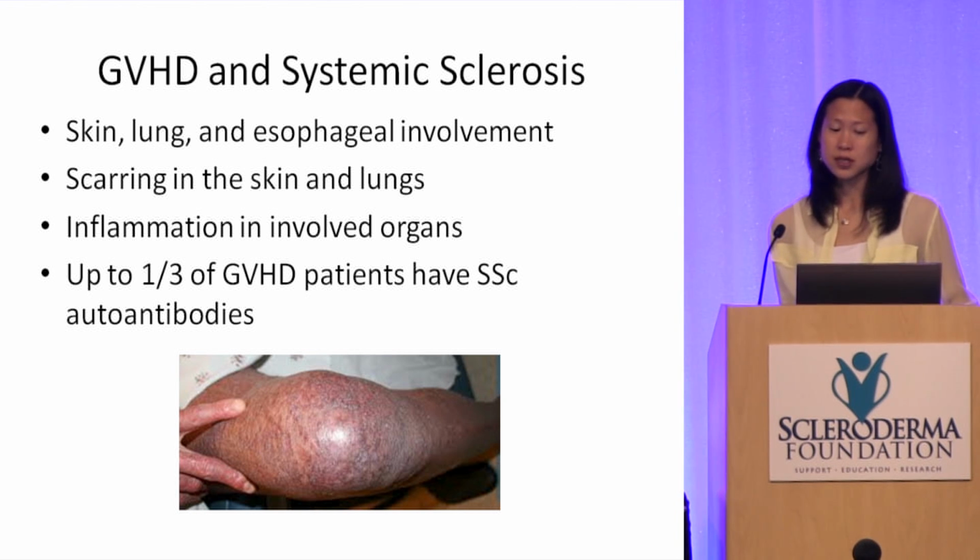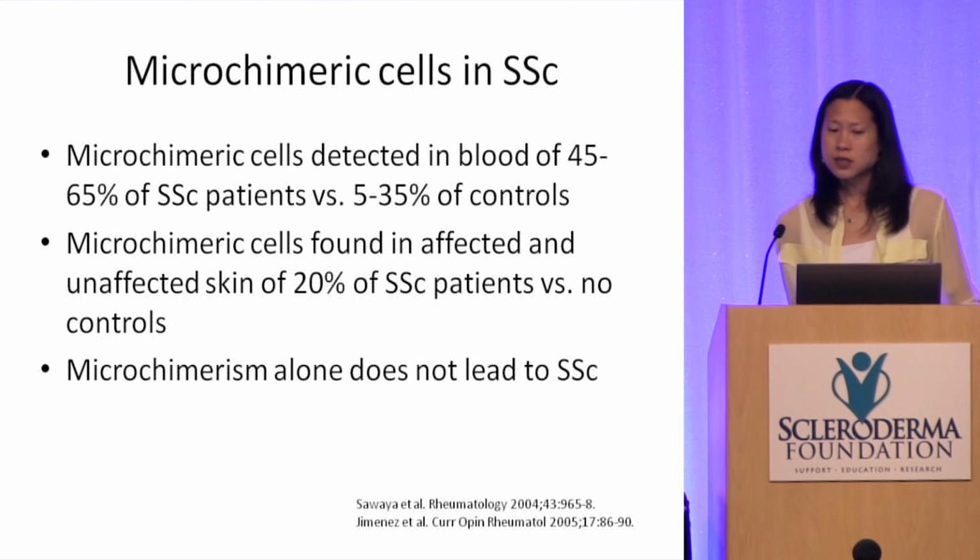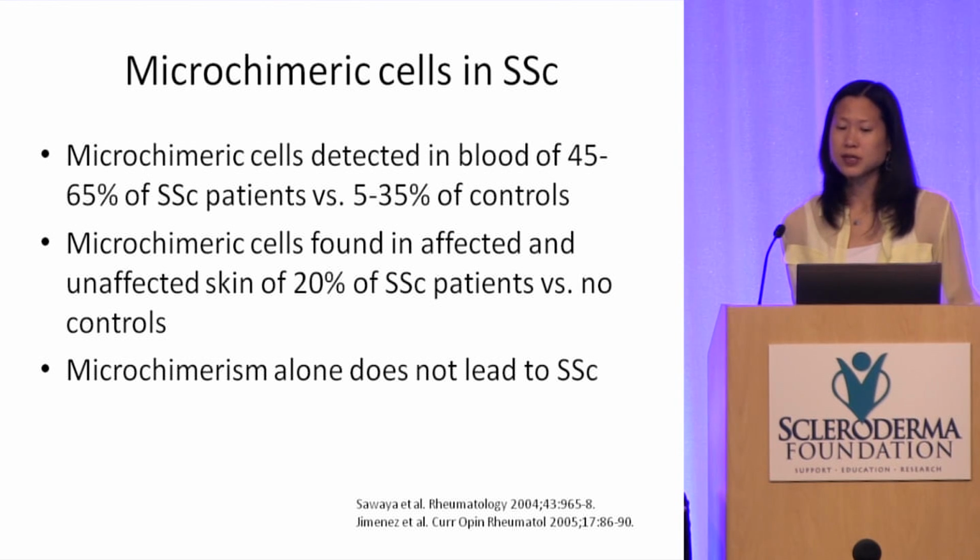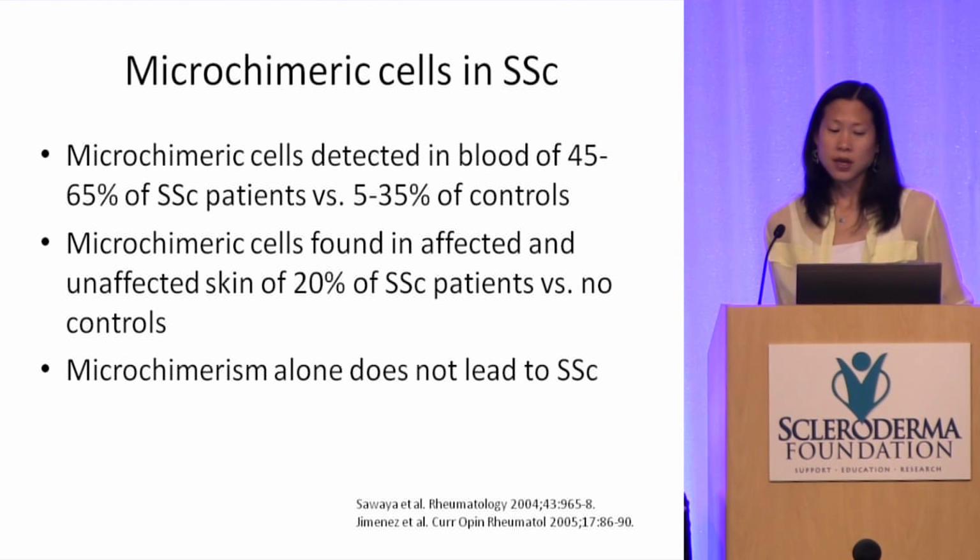Lastly, patients with graft-versus-host disease, up to a third of the time, can have autoantibodies that are consistent with systemic sclerosis. So there's a lot of overlap in these diseases. The second piece of evidence I wanted to review is the presence of microchimeric cells in patients with systemic sclerosis. These cells are detected in the blood of systemic sclerosis patients in 45 to 65% of cases, compared to only 5 to 35% of healthy controls. In addition, microchimeric cells are found in affected and unaffected skin of 20% of scleroderma patients compared to no controls. But there is a caveat that obviously not all patients have microchimeric cells in their blood or in their skin, so microchimerism alone is not leading to systemic sclerosis, but is just one component.